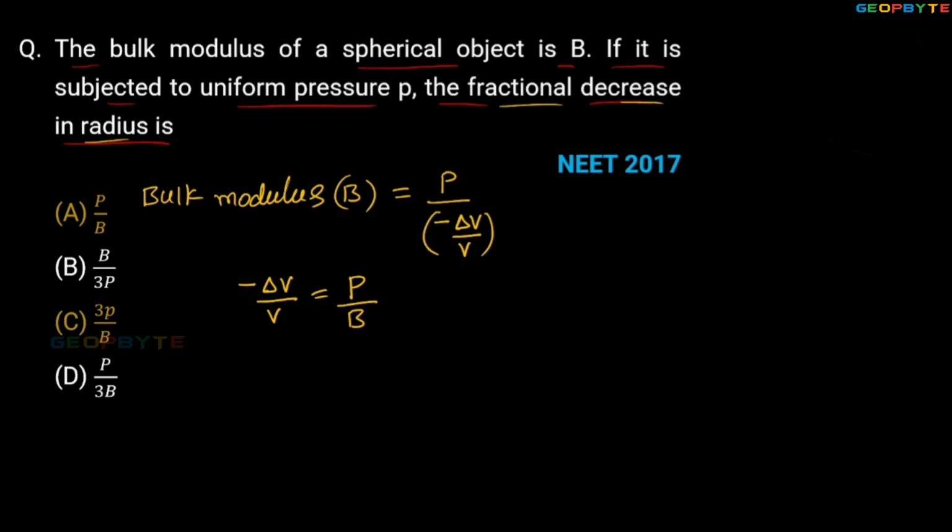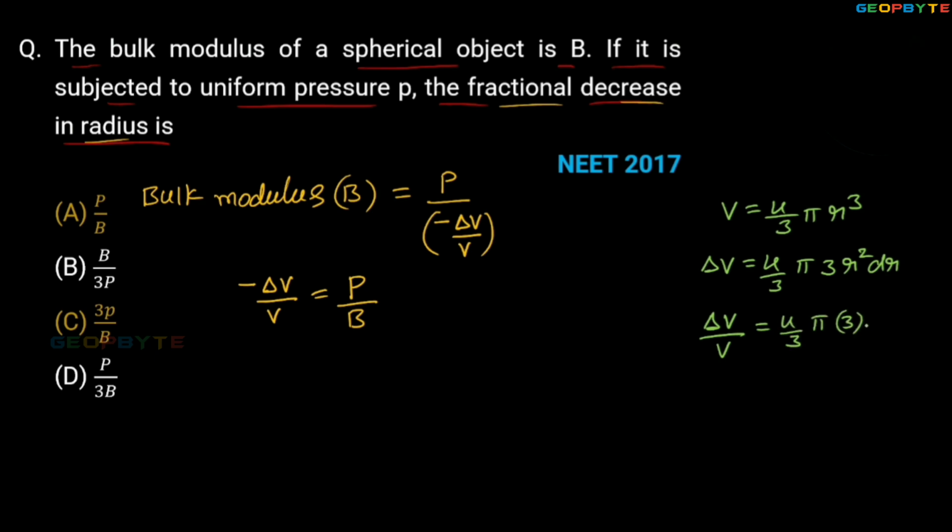By the time the volume is decreasing, definitely radius is decreasing, because volume V equal to 4 by 3 pi r cube. Then what is the delta V? Delta V equal to 4 by 3 pi into 3 r square into dr. Then delta V by V is equal to 4 by 3 pi into 3 into r square into dr divided by volume, which is 4 by 3 pi r cube. Now let us simplify it. Here 4 by 3 is cancelled. Pi is also cancelled. R square cancelled. Finally, it is equal to 3 dr divided by r.